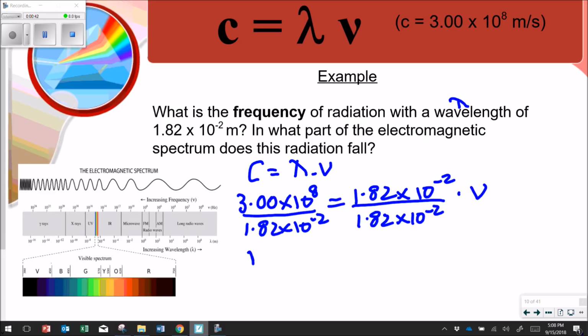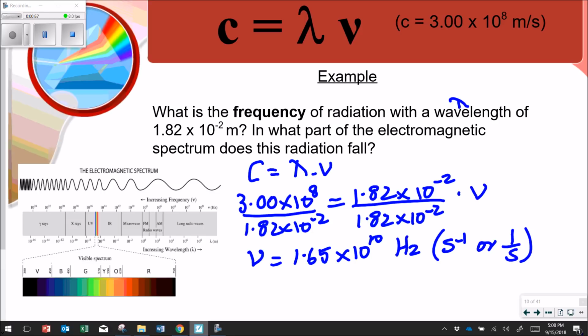And I get that my frequency equals 1.65 times 10 to the power of 10 hertz, or second to the -1 would be another acceptable unit, or 1 over seconds. And the sig figs are correct.